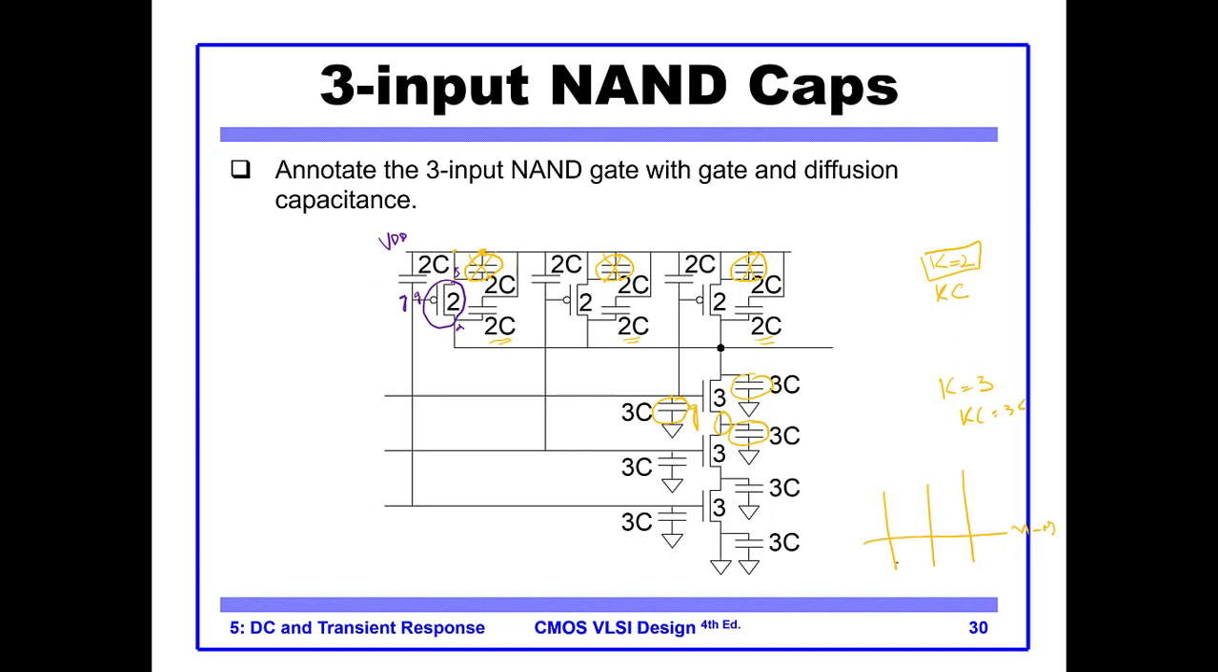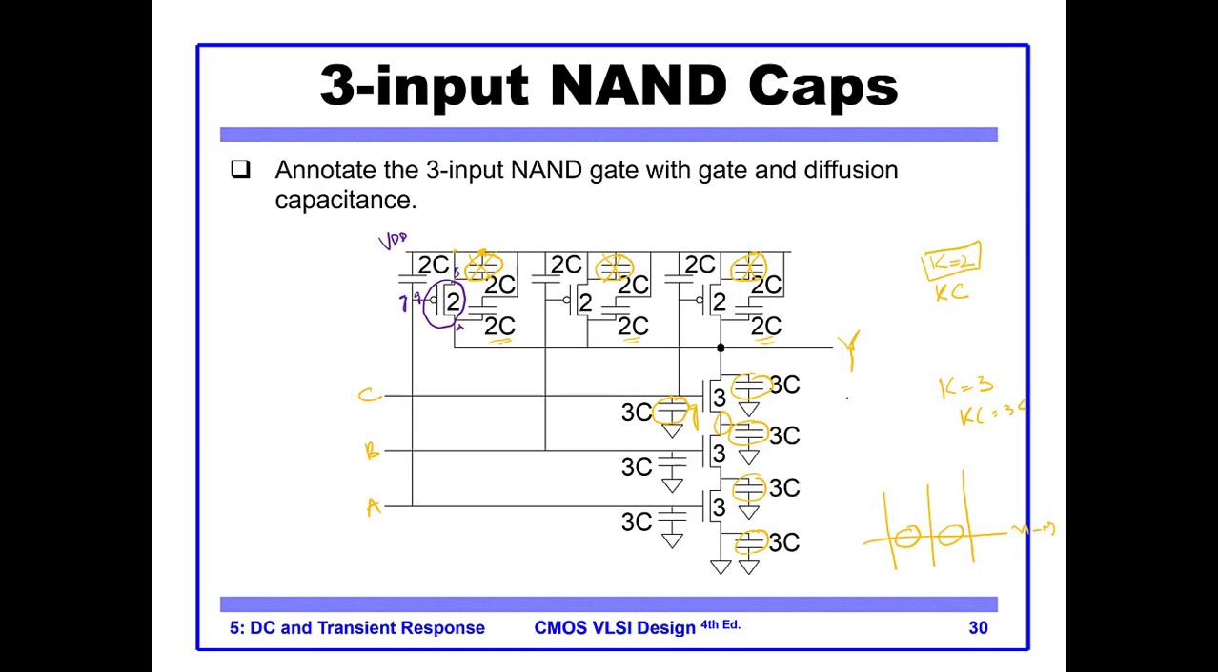So remember that these were shared regions, so they have the same capacitances. Okay, so we have another 3C here, we have another 3C here. So this is our equivalent circuit. This was our input A, B, C, and this is our output Y.